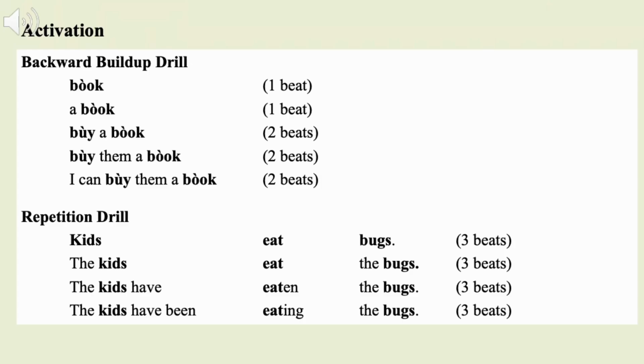Book, a book, buy a book, buy them a book, I can buy them a book. Kids eat bugs, the kids eat the bugs, the kids have eaten the bugs. The kids have been eating the bugs.